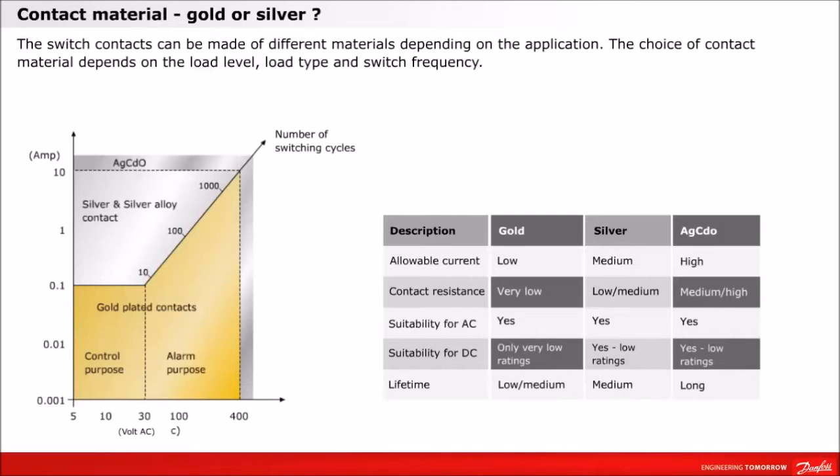For this application, gold contacts are recommended if the electrical load is low. For high electrical loads, silver or silver alloy, AgCdO, is recommended. In monitoring and alarm applications, there are typically low switching frequencies, and therefore it is possible to have higher electrical loads when using gold contacts. Silver alloy, AgCdO, is the most common contact material for high electrical loads and high switching frequencies.